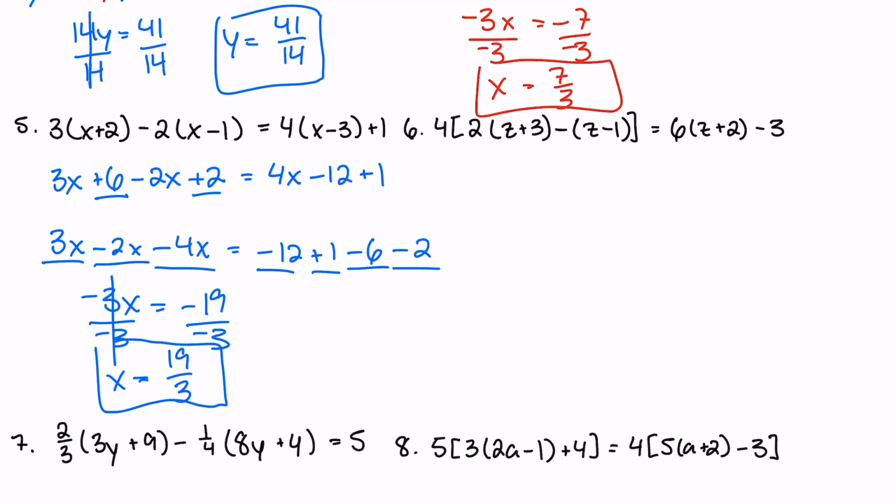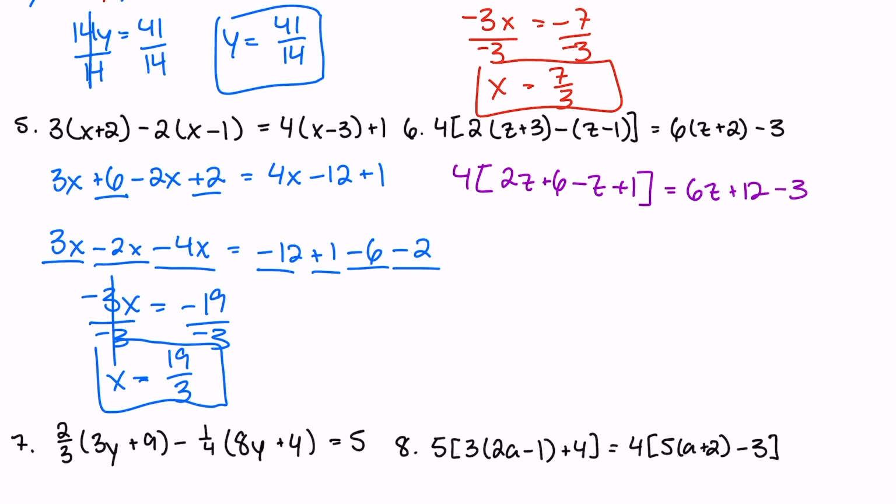For question 6, we have some nested brackets, so we need to distribute to the innermost brackets first and then deal with the outermost brackets later. So we have 4 times, and then 2 times z is 2z, and 2 times 3 is 6. And then negative 1 times z is negative z, and negative 1 times negative 1 is positive 1. And that's going to be equal to 6 times z, which is 6z, and 6 times 2, which is 12, and that's going to be minus 3.